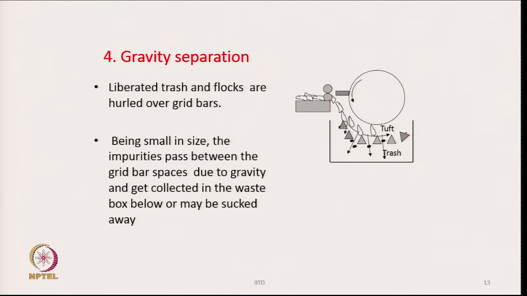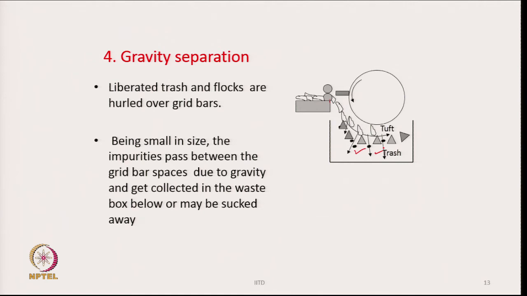Being small in size, the impurities pass between the grid bar spaces due to gravity and get collected in the waste box, which is below, or they may be sucked away, whatever we want. So, here these trace particles that we see shown in this diagram are falling down because of gravity action, because comparatively their weight is more in comparison to their size.